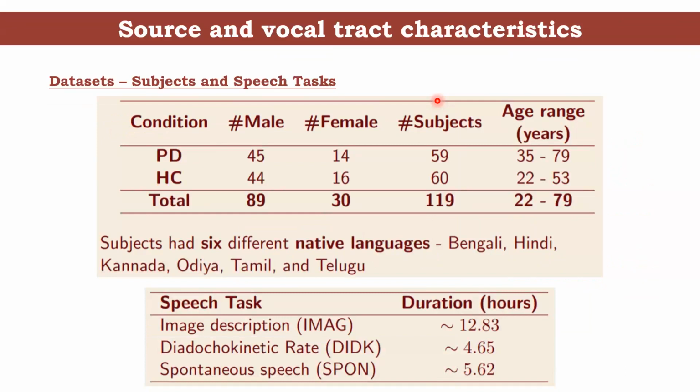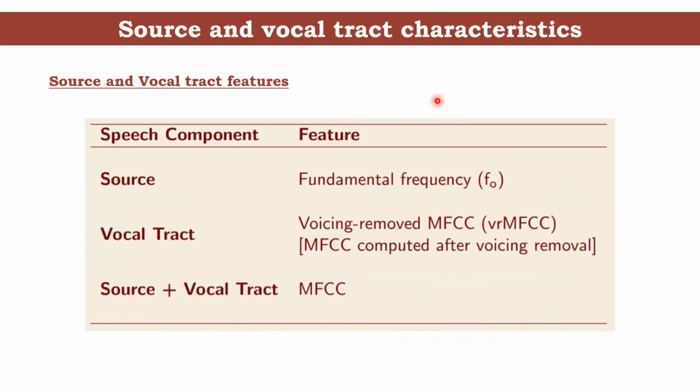Again, these are the three tasks that we used, and we use these kinds of features. For representing source, we just use pitch because it is easy to extract. For vocal tract, we used what is called voicing removed MFCC. We remove the voicing so that the pitch is not present at all, right? And then we can take source and vocal tract together, that will be standard MFCC. So pitch, VR MFCC, and MFCC.